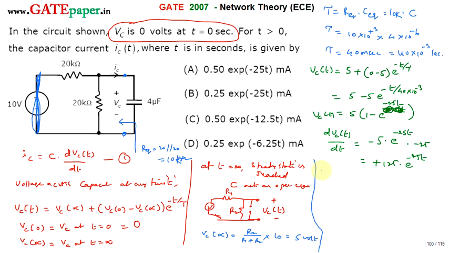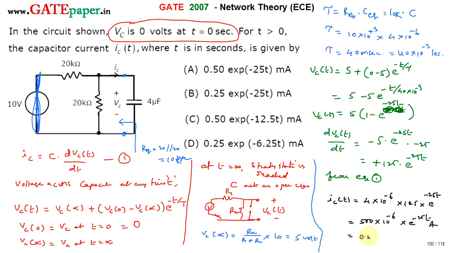So substitute it in equation 1. From equation 1, Ic of t is equal to C, which is 4 into 10 power minus 6, into 125 into e power minus 25 t. 125 into 4 means 500 into 10 power minus 6 into e power minus 25 t amperes. So this can be written as 0.5 into 10 power minus 3, which I am writing as milliamperes. Previously amperes, now milliamperes. So Ic of t is 0.5 e power minus 25 t. 0.5 e power minus 25 t is option A. A is the right option.